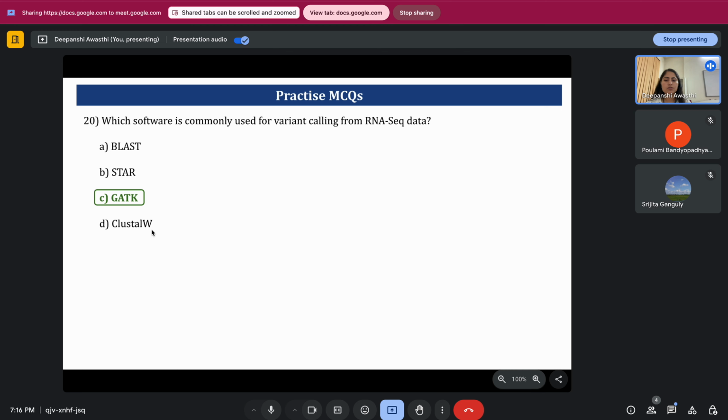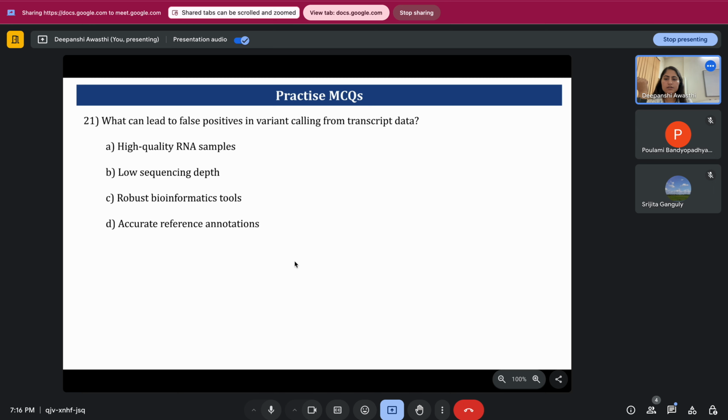And then CLUSTAL-W, which is for multiple protein sequence alignments. Whenever you want to align multiple protein sequences, compare the evolutionary history, or check how much similarity or identity is present among different protein sequences, then you use CLUSTAL-W. Nowadays, I think it is replaced with the Clustal Omega tool. CLUSTAL-W was the older version. Yeah, so option C was the right one.